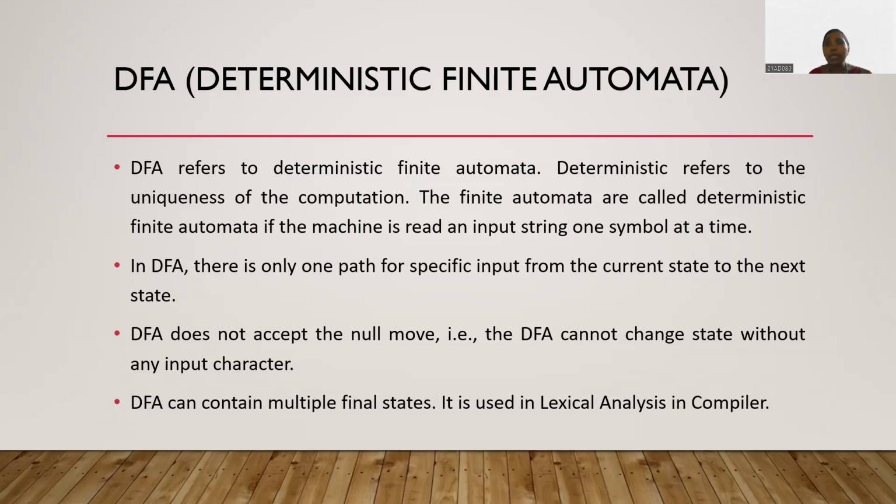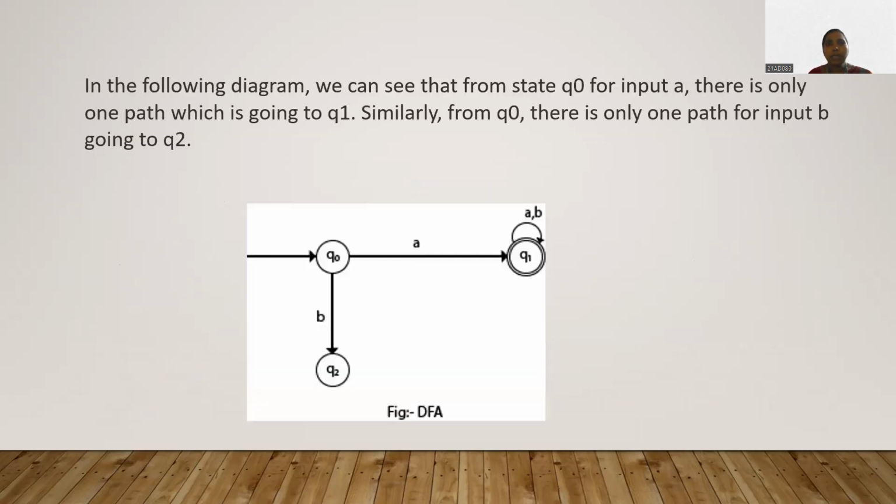DFA can contain multiple final states, right? And it is used in lexical analysis of the compiler. Now let us see an example. In the following diagram, we see that from the state Q0 for input A, there is only one path, which is going to Q1. Similarly, from Q0, there is only one path for input B, going to Q2, right? So this is deterministic finite automata.